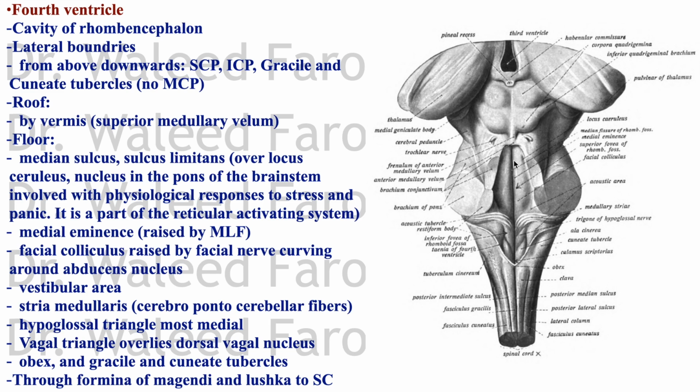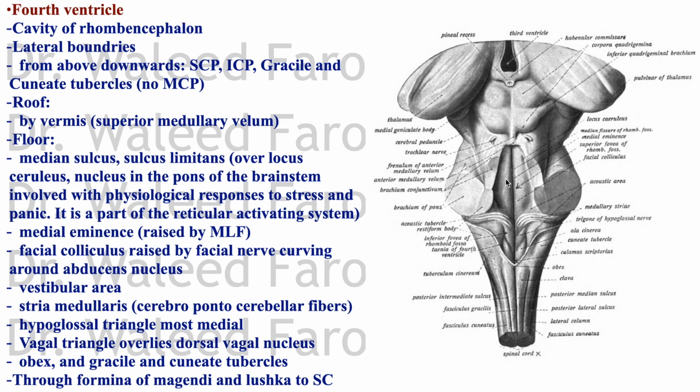The floor is what you see here. You can recognize the median sulcus and another sulcus. It's called the sulcus limitans. The sulcus limitans, by the way, lies over a nucleus called the locus ceruleus or nucleus ceruleus in the pons of the brainstem. It's part of the reticular activating system.